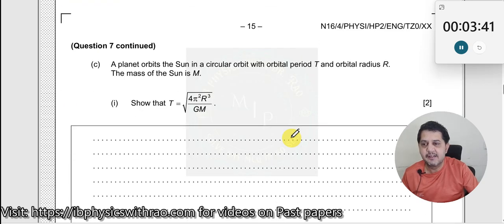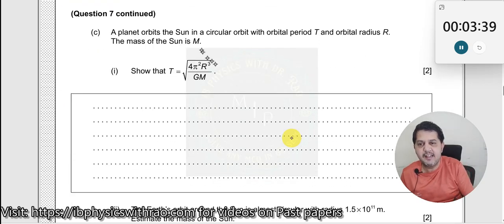Then next question. A planet orbits around the sun in a circular orbit with orbital period T and orbital radius r. The mass of the sun is M. So show that this, what is this actually? It's nothing but Kepler's third law. Okay, how do we do this?